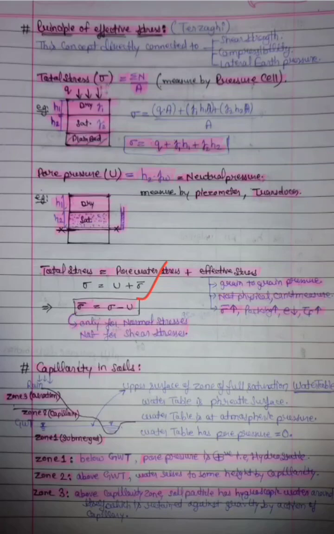When the stresses are normal, then only this relationship holds true, otherwise it will fail. So it is not for shear stresses, it is only for the normal stresses. So this is the concept of the effective stresses.